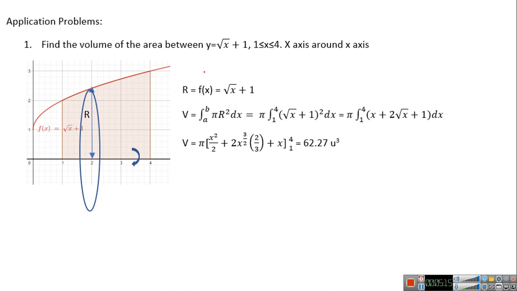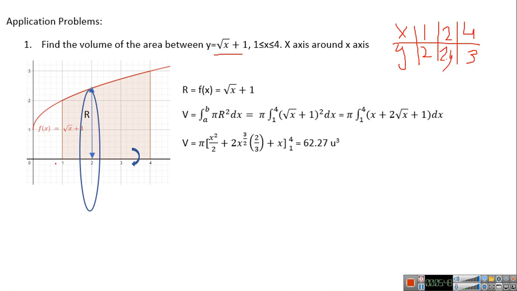So let us start with the problems. We have 13 problems to solve. Find the volume of the area between x between 1 and 4. We want to graph it first. We have x from 1 till 4. If x is 1, radical 1 plus 1 is 2. If x is 4, radical 4 is 2, plus 1. Take another point, you can take 2 or 3. Radical 2 plus 1, radical 2 is 1.4, so 2.4 approximately.